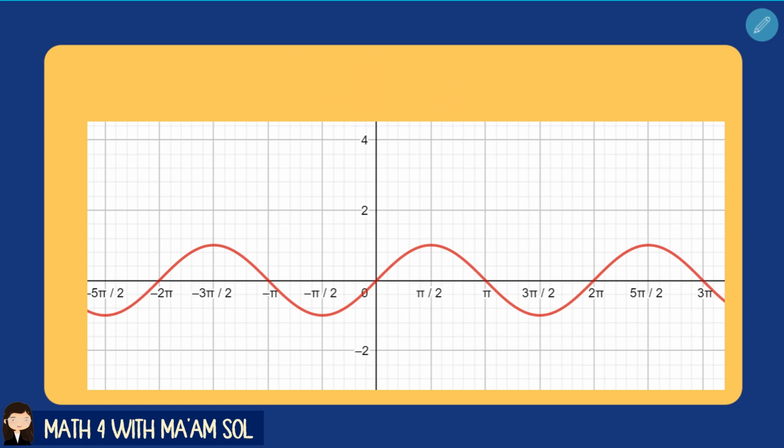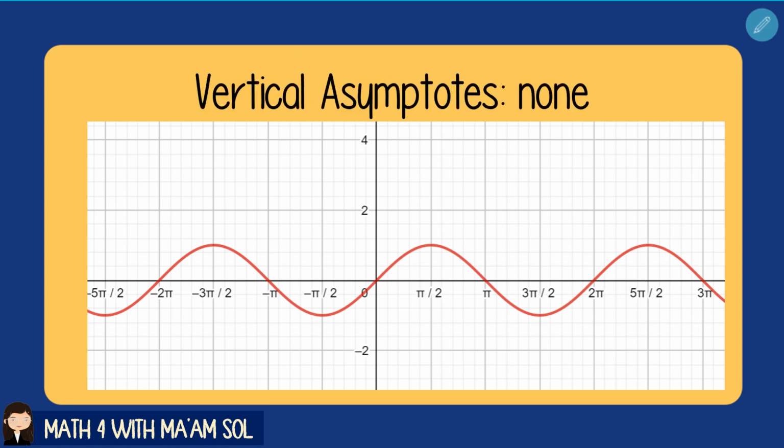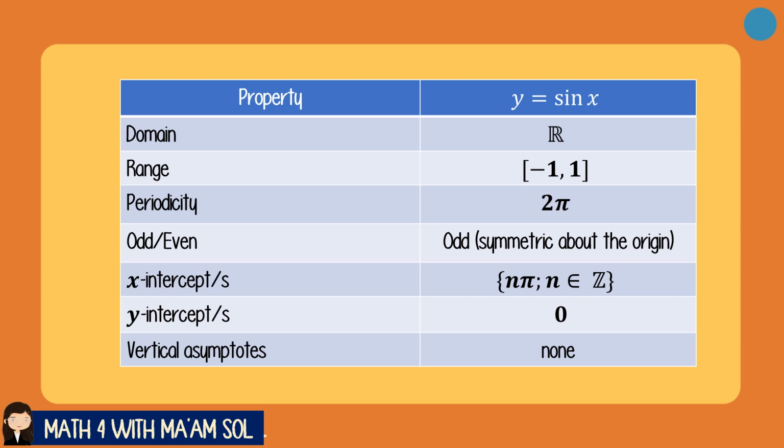Lastly, let's check its asymptotes. Since the graph of the sine function is a continuous function, it doesn't have any vertical asymptotes. We now summarize the properties of the graph of the sine function in one table. In your learning guide, you will find a summary of all these properties for all of the basic trigonometric functions.